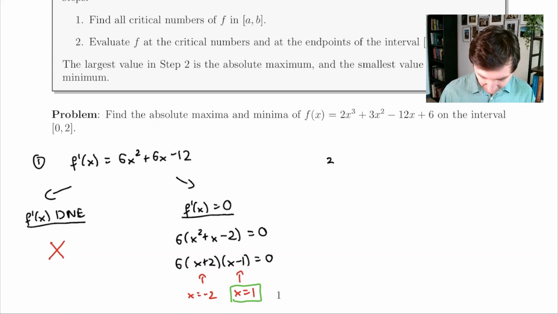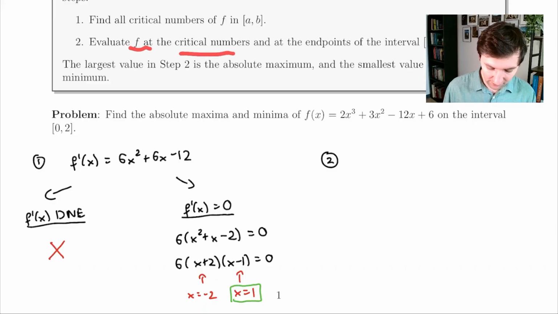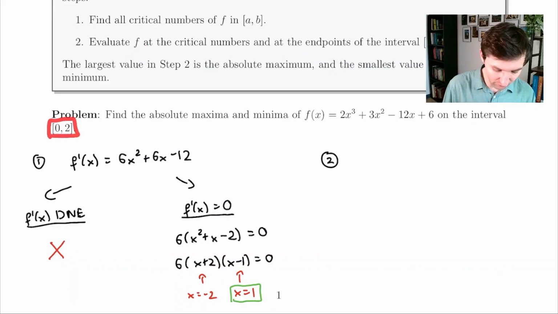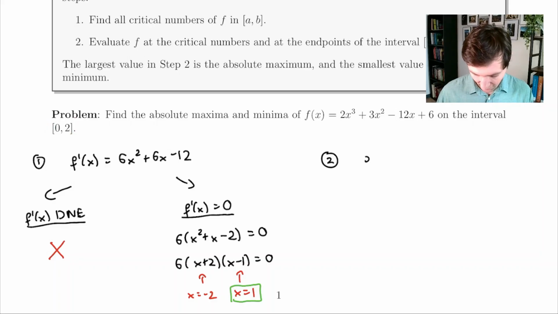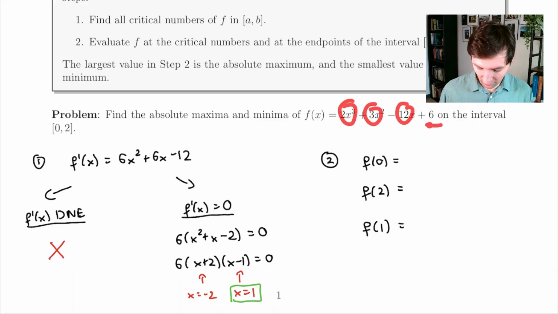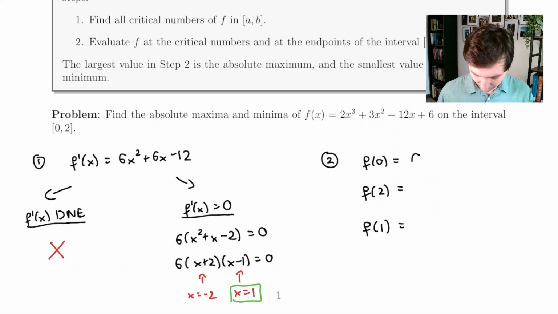According to the second step, I must now evaluate my original function at critical numbers and at the endpoints of the interval. The endpoints are 0 and 2, which means I must evaluate f of 0, I must evaluate f of 2, and then f of 1, the value of the function at the critical number inside of the interval.